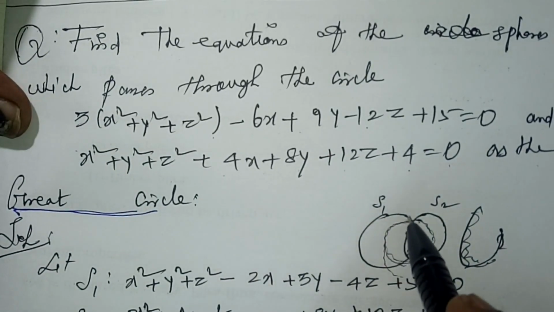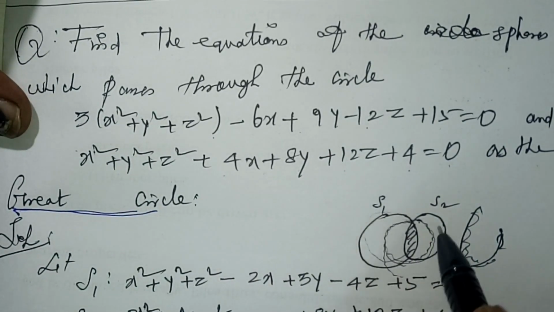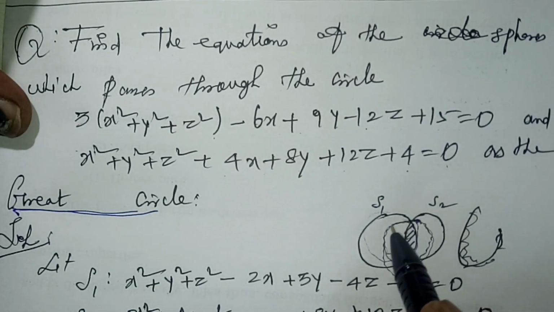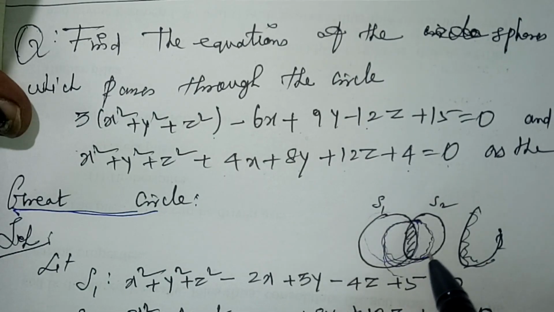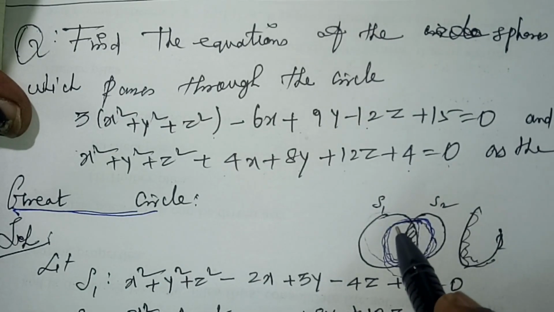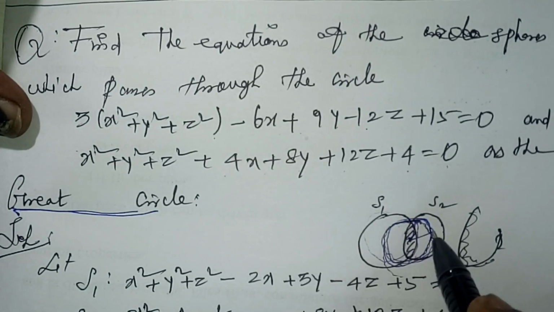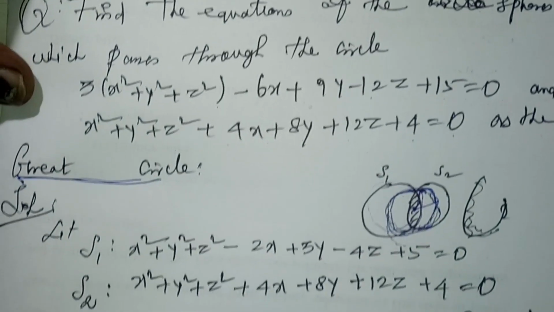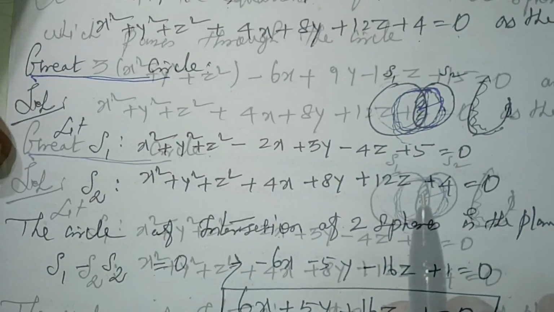So this is the equation of the first sphere, and this is the second sphere. This is the circle I got, the intersection of two spheres. This circle is a great circle. So I am going to find the equation of this sphere. The center of the circle and the center of the sphere are equal, and also the radius of a great circle and the radius of the sphere are equal, right? Now we see the solution for this problem.